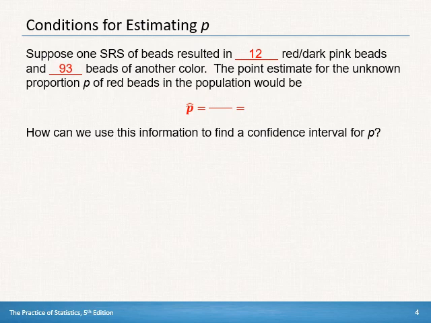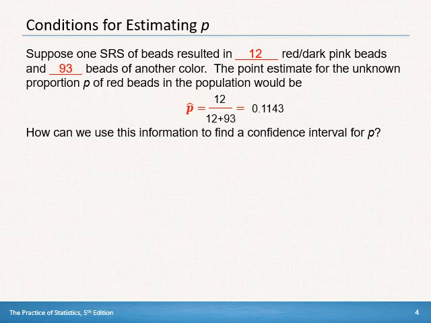So the first thing we probably want to think about is a point estimator. And for us, we know that p hat will be an unbiased estimator of the true proportion of red beads in the container. So what would our p hat be in this case? Well, we had 12 red over a total of, what would that be, 105 beads. All right, so that gives us a p hat of about 11%. So 11% of our sample were red beads.